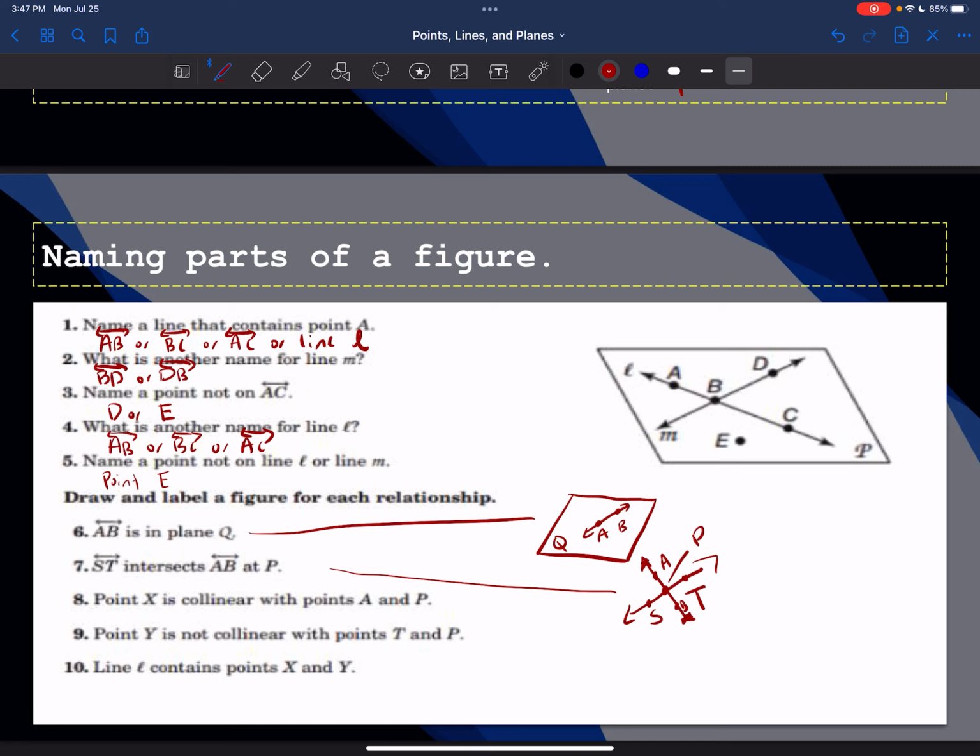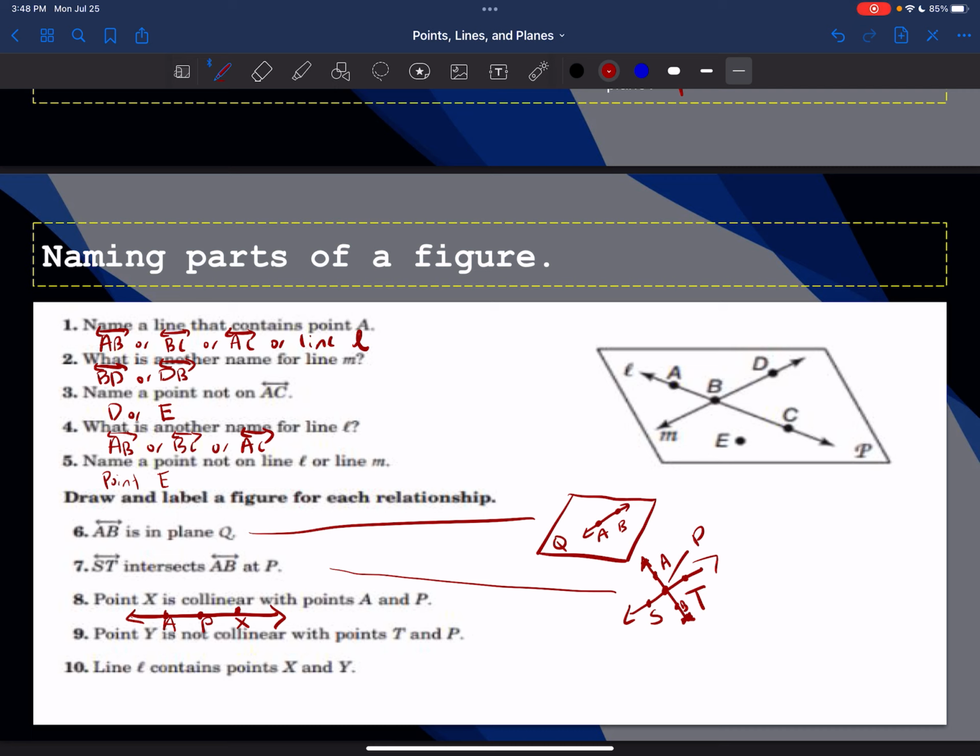Point X is collinear with points A and P. So collinear means that they are points on the same line. So I have this line over here, and I know that A is here, and P is there, and also X because it's joining with those two other points on that same line, right? So there's a line, and it has those points on that particular line.